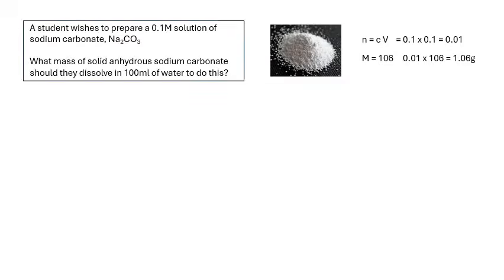There you go. So n equals cV. So 0.1 times 0.1 is 0.01 moles. Now, the molar mass of sodium carbonate should work out as 106. So 0.01 moles is 1.06 grams.